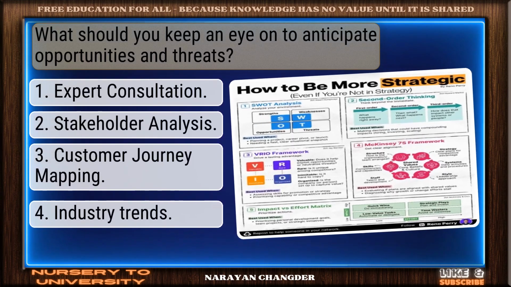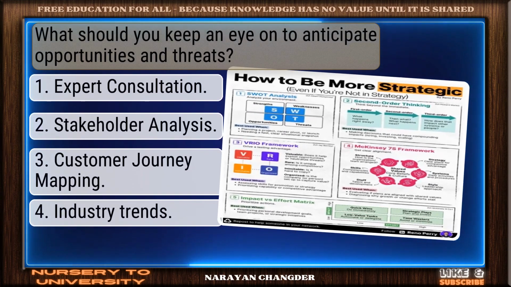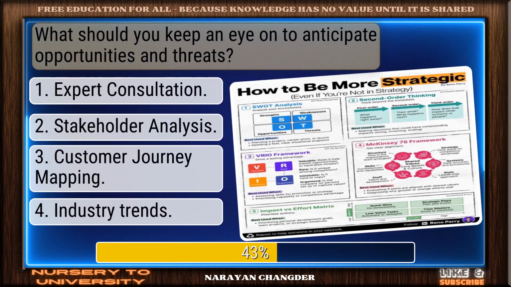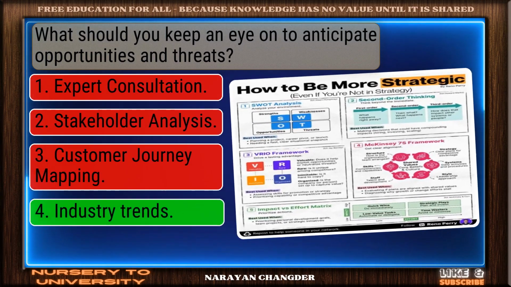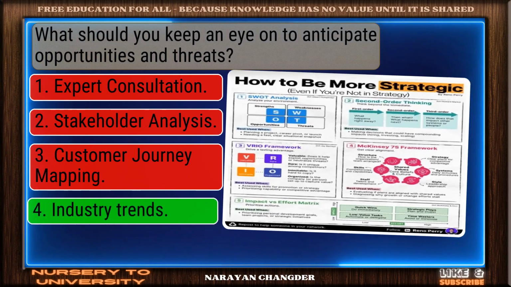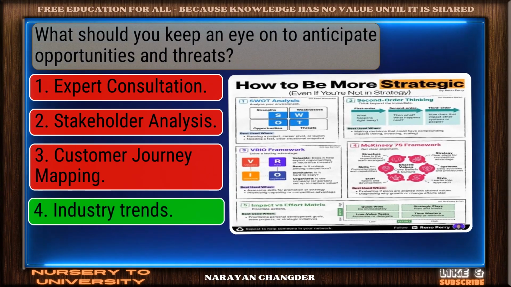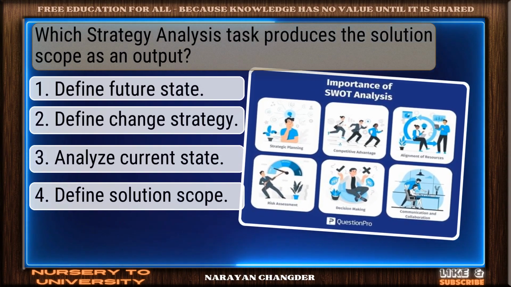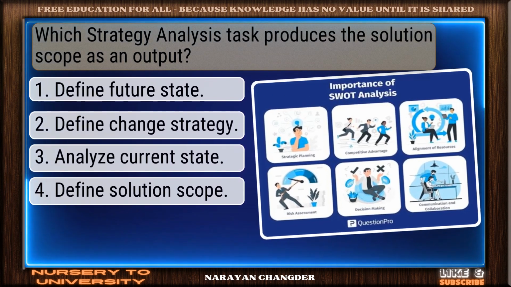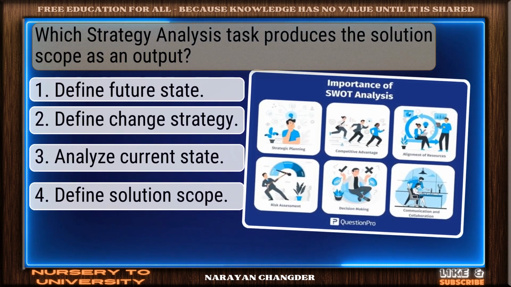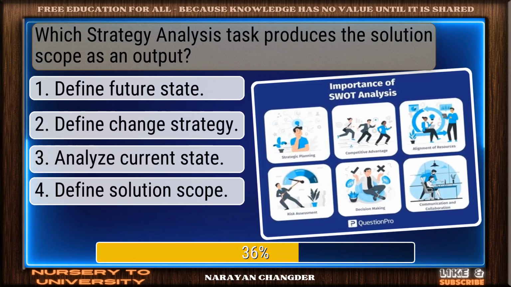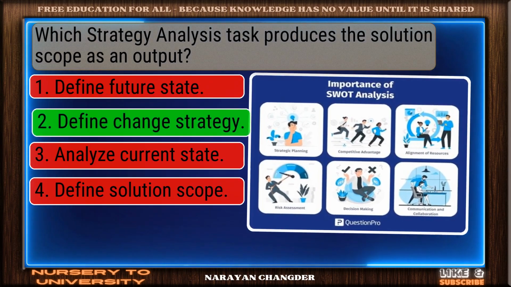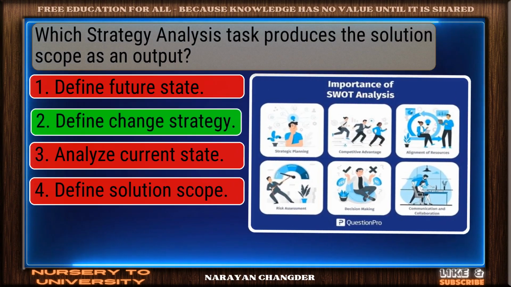Question number 19. What should you keep an eye on to anticipate opportunities and threats? Good thinking. Industry trends is the right answer. Question number 20. Which strategy analysis task produces the solution scope as an output? Correct response. Define change strategy is the most accurate answer.